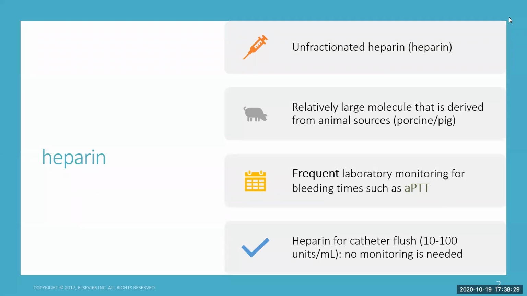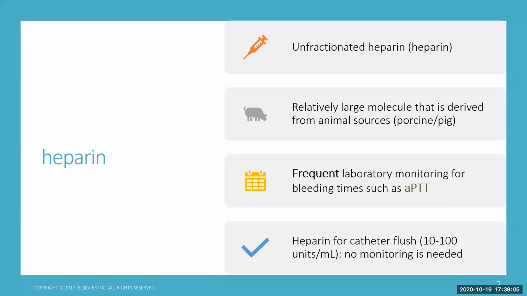If you remember, heparin is an anticoagulant. Never, ever is it a blood thinner. It doesn't do anything to thin your blood. It keeps your blood from clotting. It's called unfractionated heparin. It's a relatively large molecule. Believe it or not, it's derived from animal sources, a porcine source. And we use the activated partial thromboplastin time, the APTT, to monitor the therapeutic effects or toxicity of heparin.